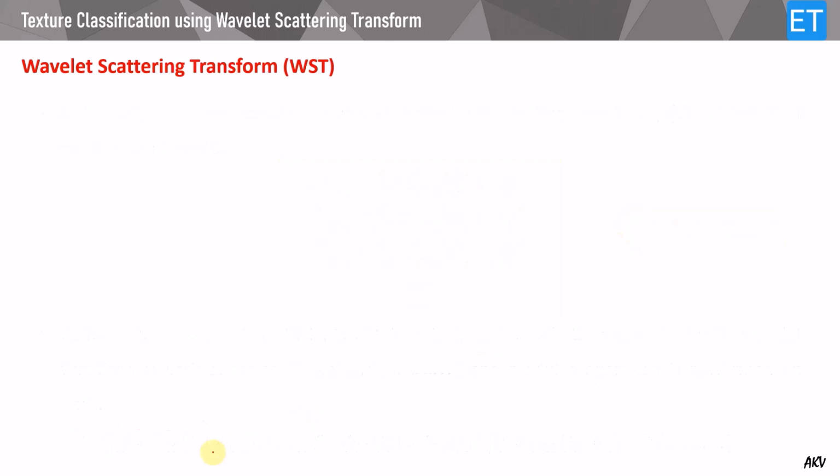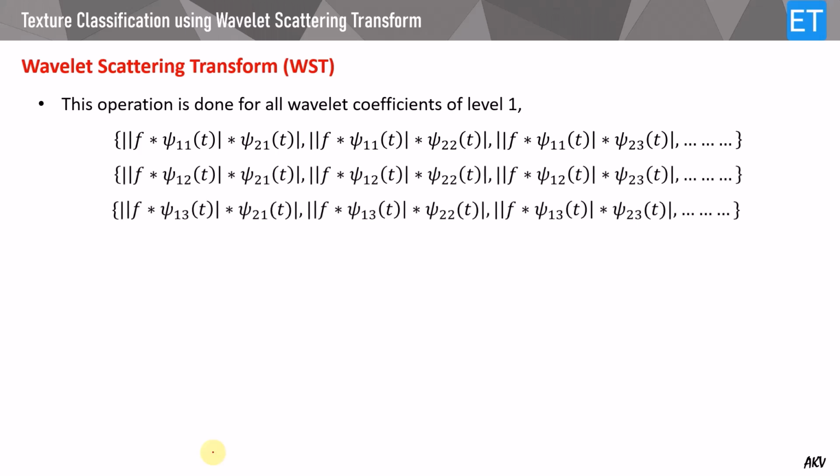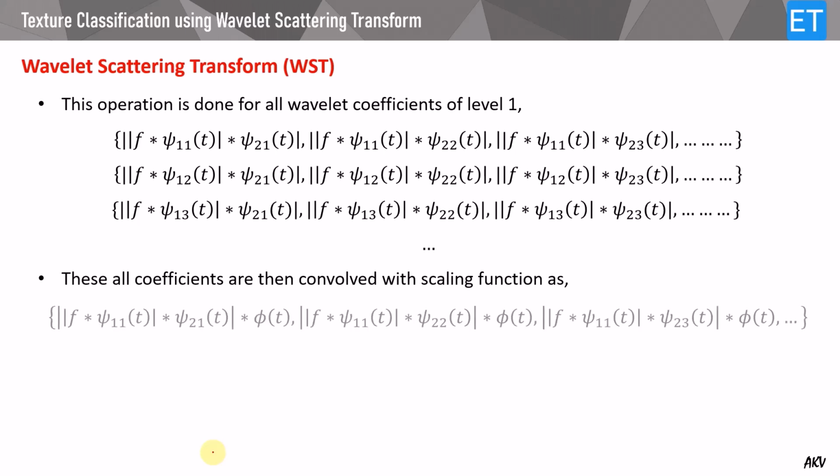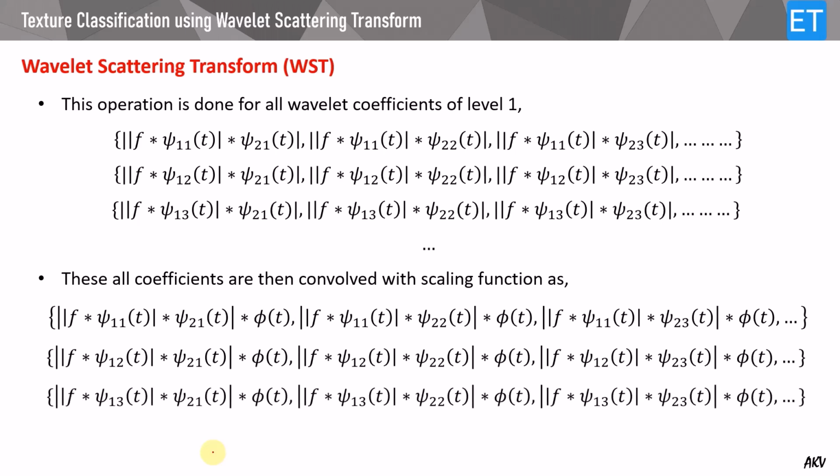So this is done for all the wavelet coefficients which were found in the previous level. Okay, so as a third step, as I said, we have to convolve all these coefficients with a scaling function. So this is what you achieve at the second level as scattering transform coefficients. Here you can see that after the mod operation, you convolve these coefficients with the scaling function. So that is performed for all sets of coefficients.